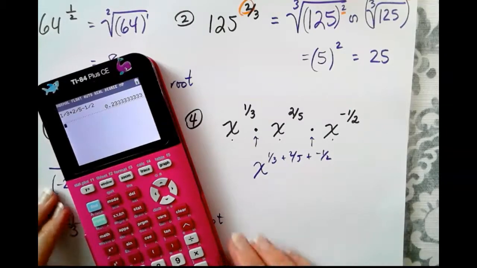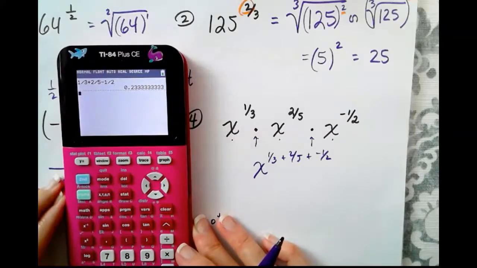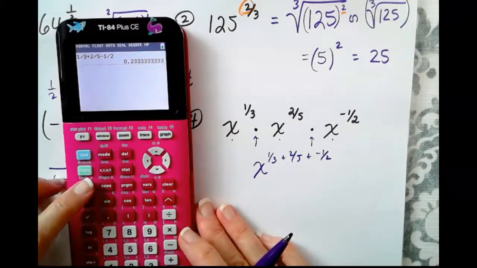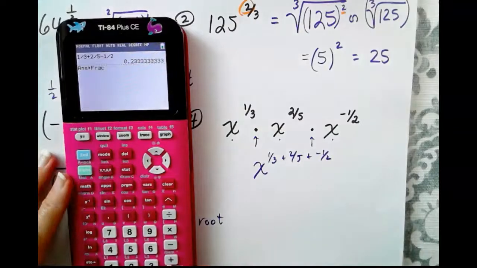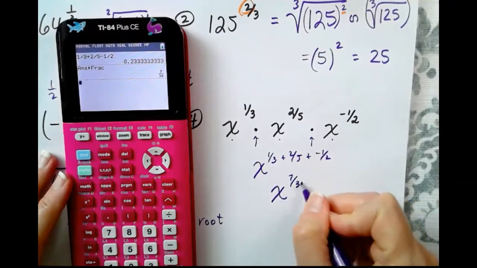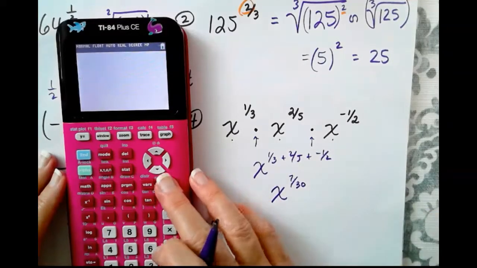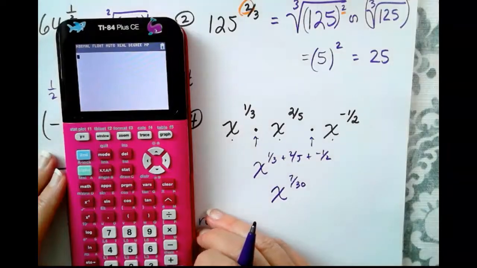You're going to get this decimal. If you don't know how to go from a decimal to a fraction on your TI-84, all you have to do is hit math and then hit enter, and it will change it to a fraction for you. x to the 7/30.